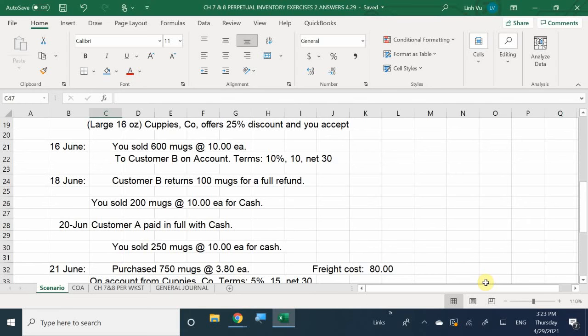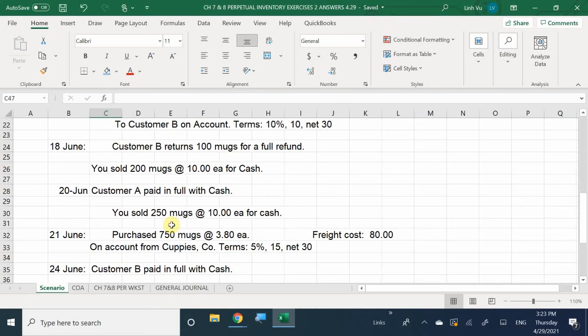Okay, so now we're back to our scenario. We finished up entering in the journal for the 18th of June. We already computed the 200 mugs, right? We sold that. We got the cash. We updated our inventory. So then, what has happened on June 20th?